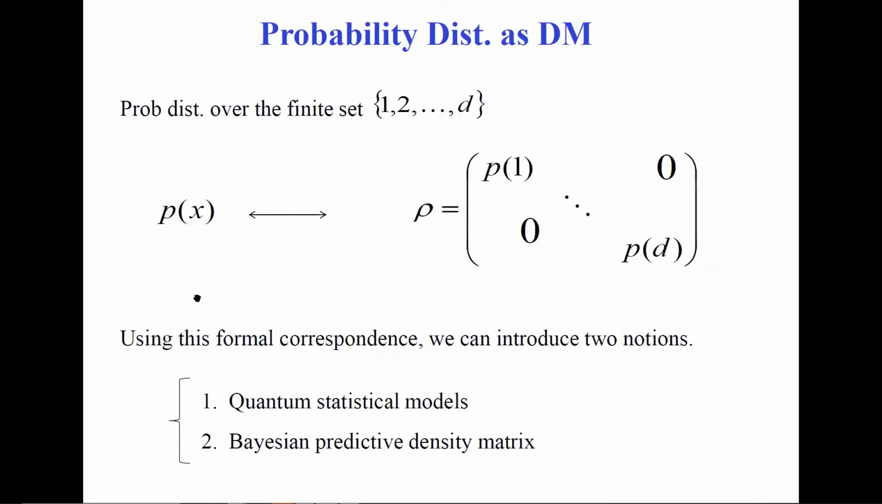Okay, now let's consider a probability distribution over the finite index set from 1 to d. Then the probability function p of x, summing to 1 and non-negative, is regarded as a diagonalized density matrix in this form. We just relocate each component of p of x, p1, p2, p3, up to p of d, on the diagonal.